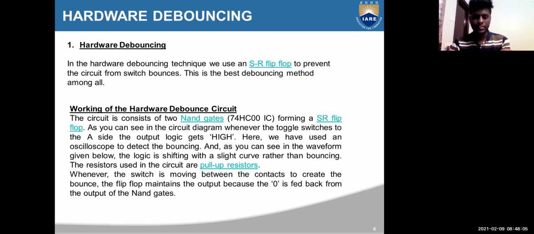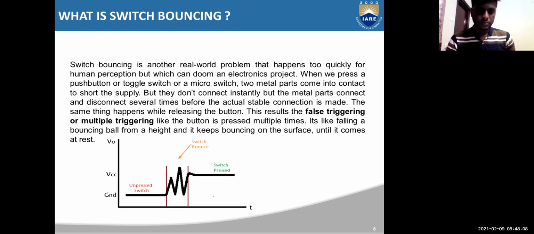Now let us briefly discuss the whole topic. Mainly, switch bouncing is nothing but a real-time problem which affects electronics projects. When we press a button or a micro switch, the two parts come into contact, which results in false triggering or multiple triggering.